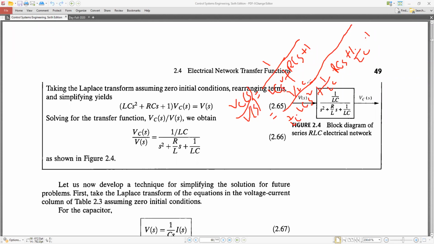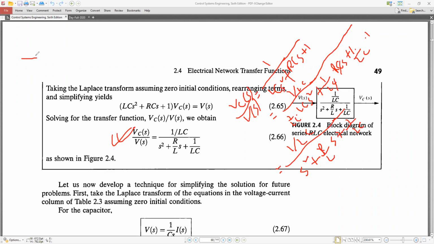Okay, so we'll divide both terms by 1 over LC. Then what we'll get, 1 over LC will be there, and LC will be cancelled out. It would be s square plus here R by C, C will be cancelled out, R by L into s plus 1 over LC. So that is your output. Okay. That is your output. So finally, what we will get? We will get this one.